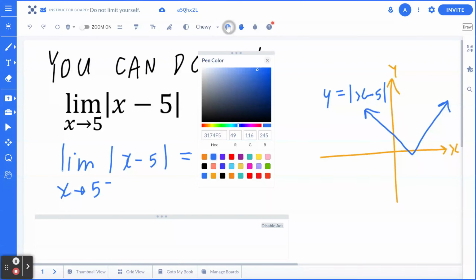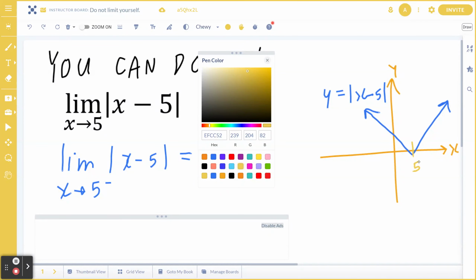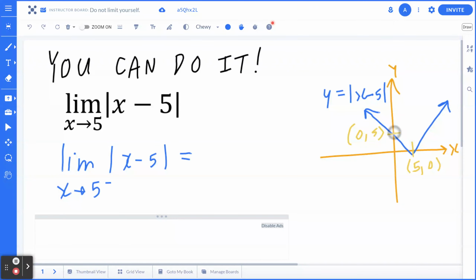And if you look at the x and y intercepts, it's going to be roughly somewhere here. It's going to be at (5, 0), and the y-intercept is going to be at (0, 5). So again, those are 2 points. Let's go back to the same color for you. Those are 2 points on the graph.